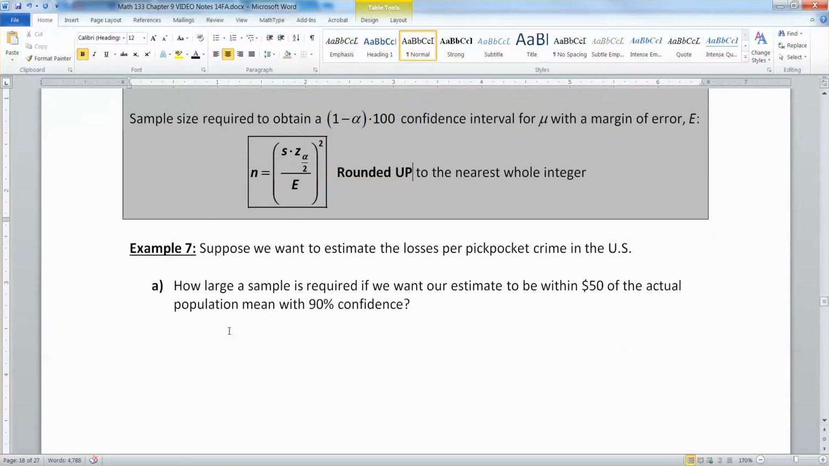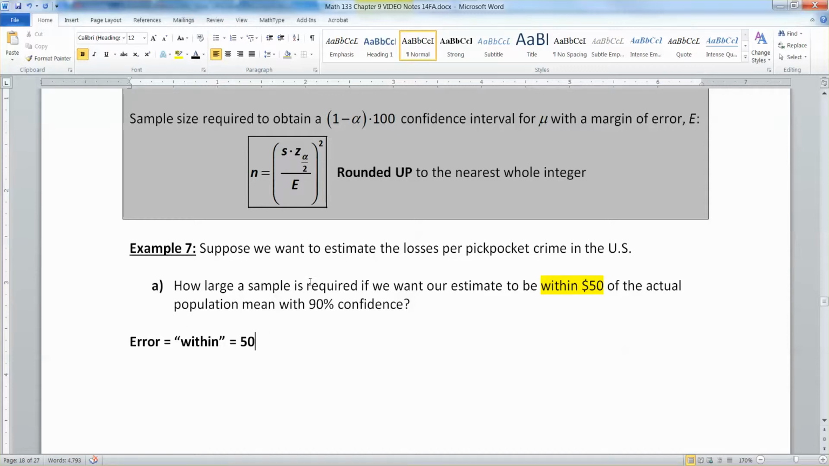Okay, so we want to estimate the loss per pickpocket crime in the US. That's what we want, just to make it up. How large a sample is required if we want our estimate to be within $50 of the actual population mean with 90% confidence? So that within $50 business, that's your error. So the error is the within part. So look for that in these problems. In this case, it's 50.